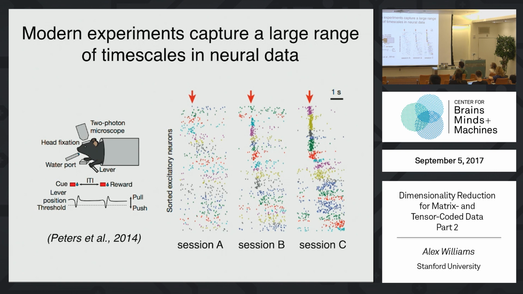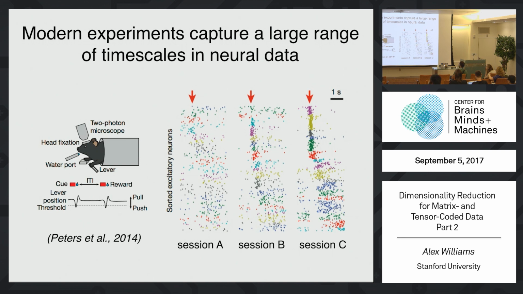So the motivation for this project is that there's a lot of really exciting new experimental technologies and data sets that neuroscientists are collecting. And this is one that really illustrates the point nicely. This is from a lab at UC San Diego, and they're recording using calcium imaging in motor cortex as a mouse is learning a very simple lever pressing task.